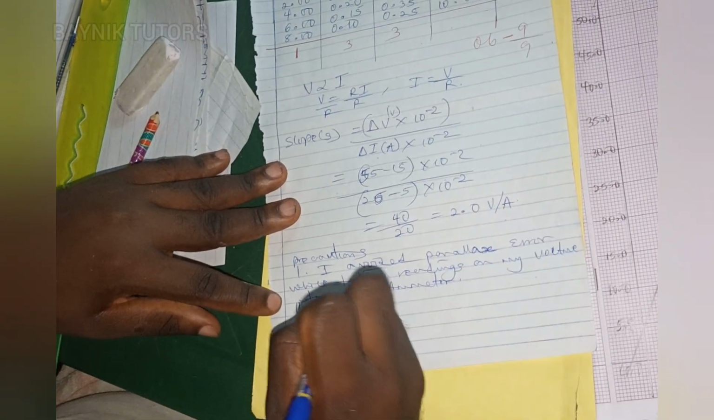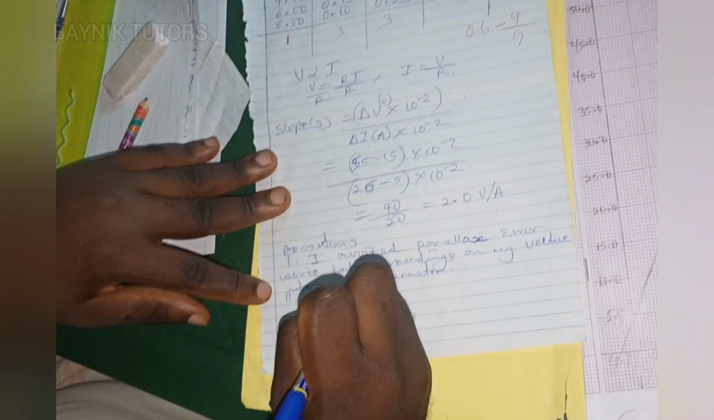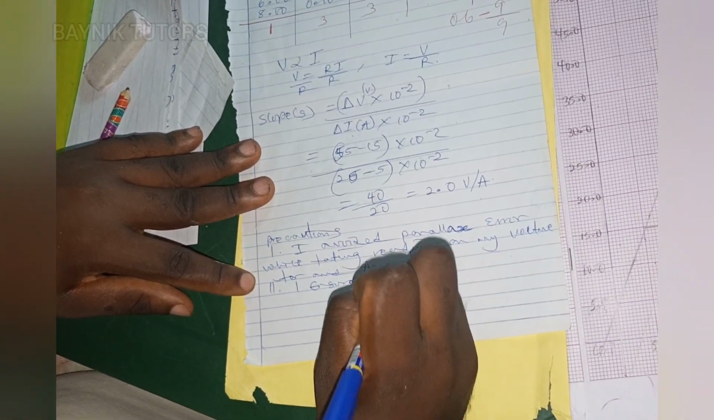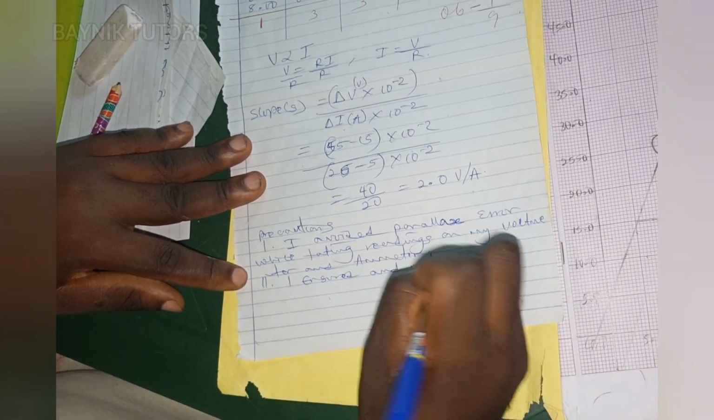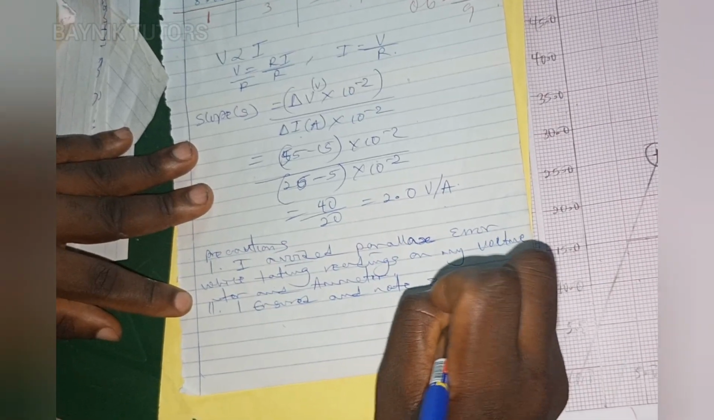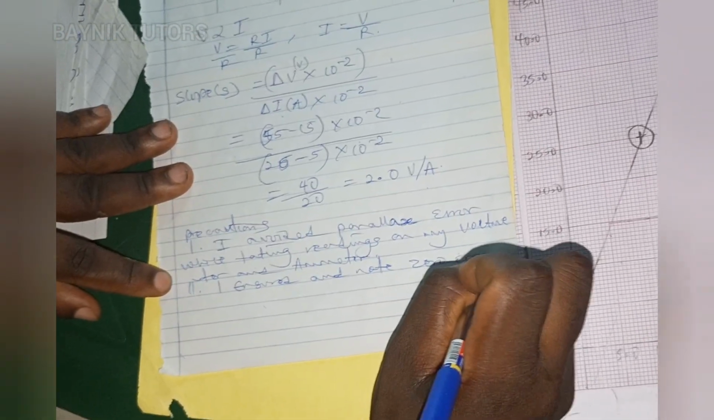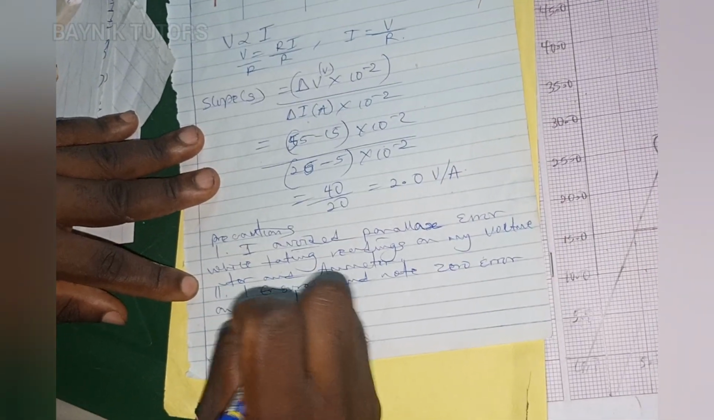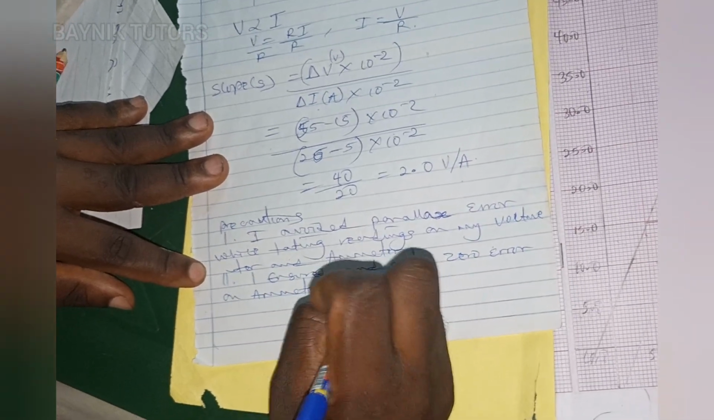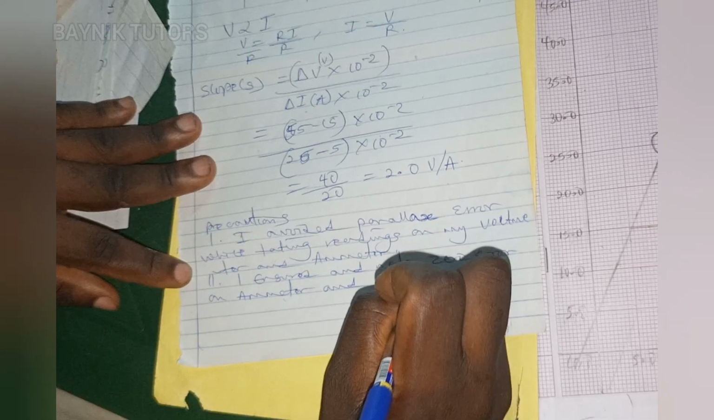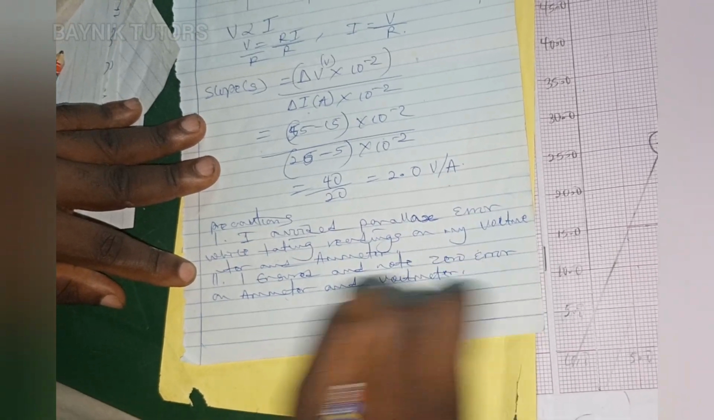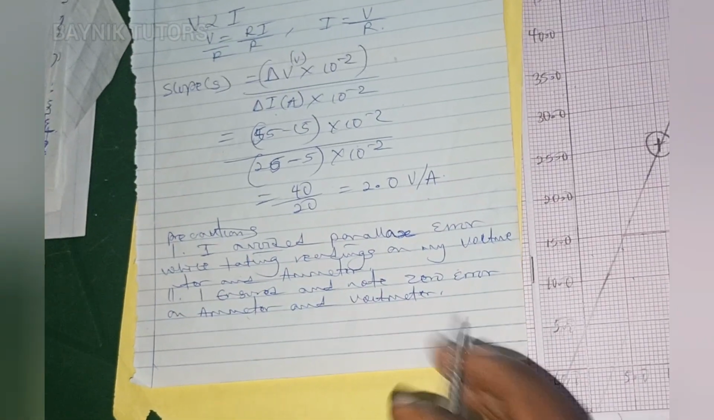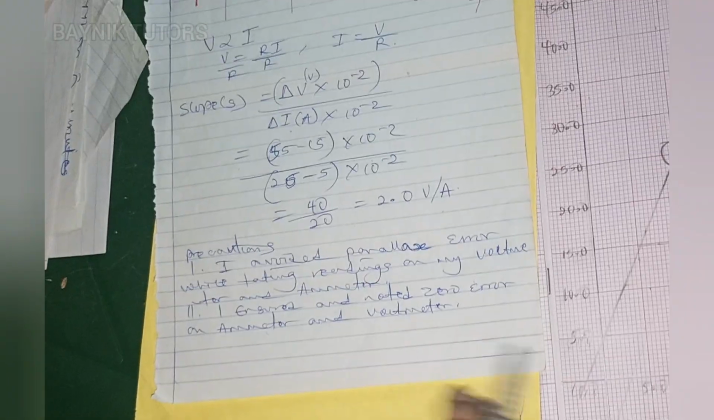I ensured and noted zero error for ammeter and voltmeter. I ensured and noted zero error. Everything will be in past tense.